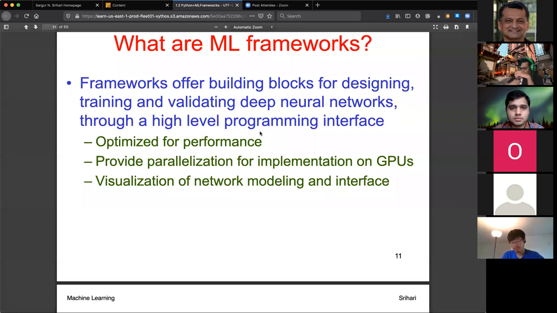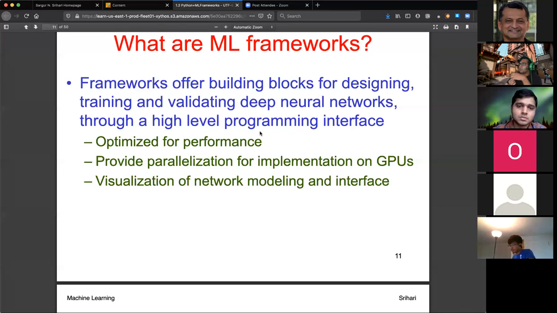You can think of logistic regression as the very first step to build neural networks. We only have one value that's computed using W transpose X plus B. If you do that over several different inputs and weights, put it all together in some kind of network, it becomes a neural network. But the training is all very similar. And so that's why we say validating deep neural networks through a high-level programming interface.